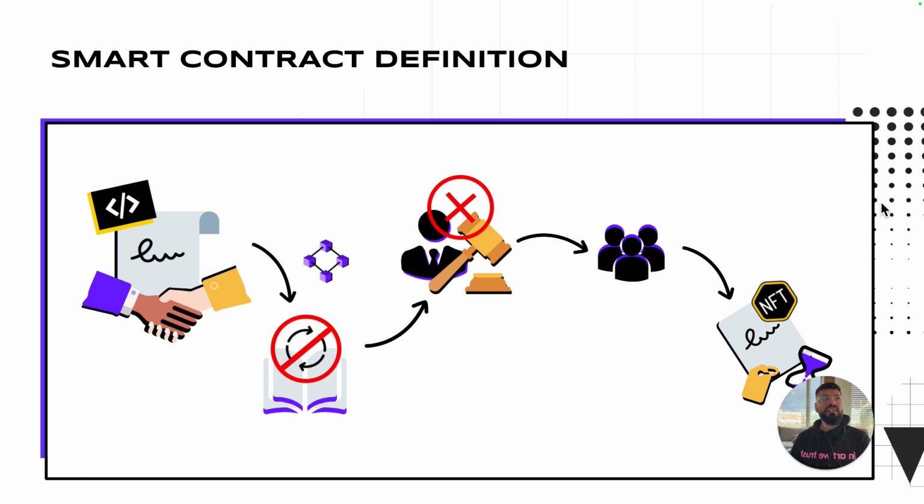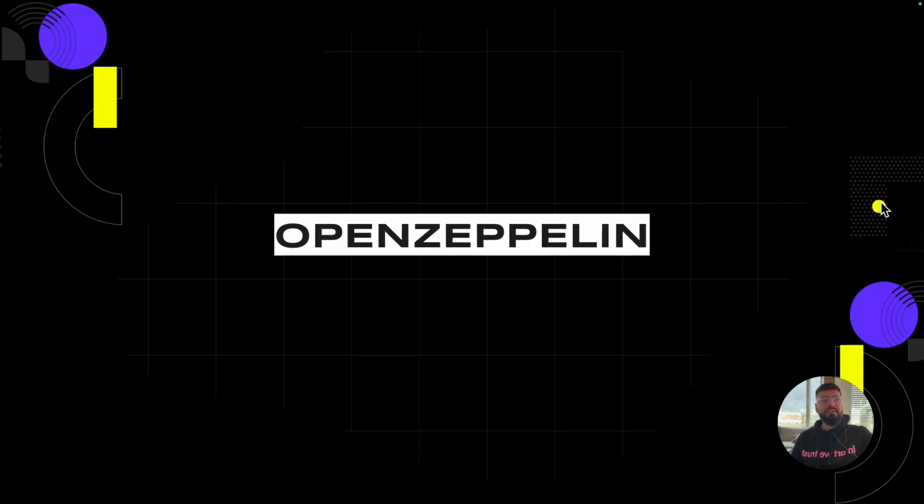NFT smart contracts define data availability, royalty, sales conditions, expiration, provide a way to display the available NFTs, and create new NFTs according to the required rules.